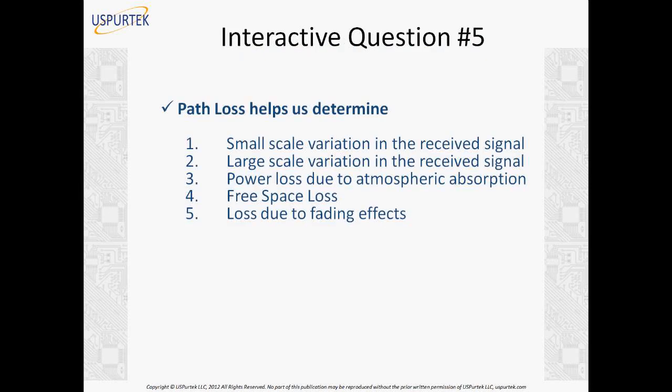Okay. Let's pause for a while and try to answer this question. Path loss helps us determine what? Small scale variation in the received signal, large scale variation in the received signal, power loss due to atmospheric absorption, free space loss, loss due to fading effects.